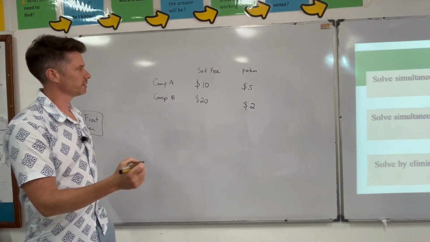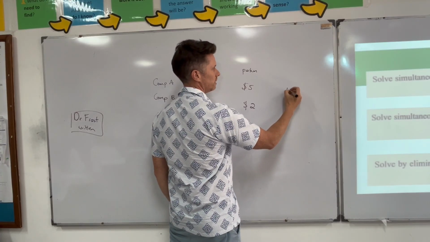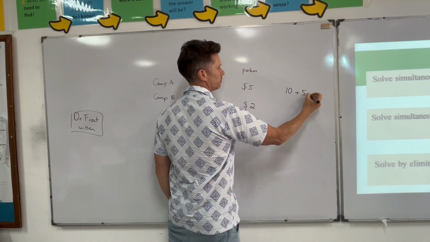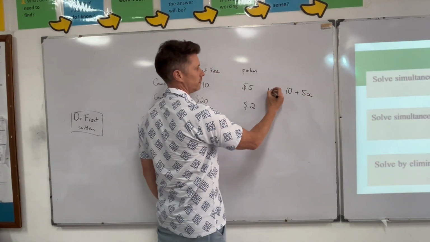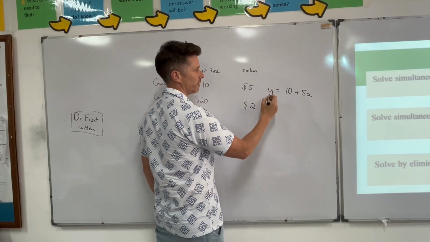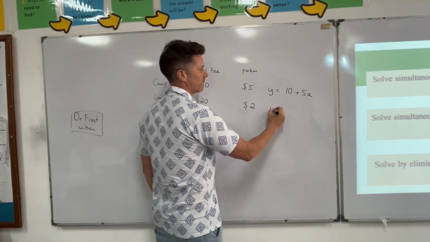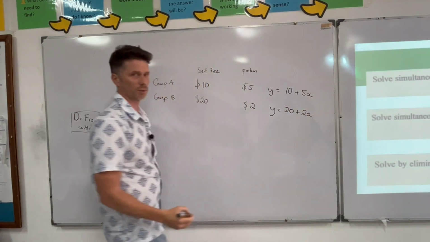Let's say the price for company A is the set fee, 10, plus 5 times the amount of kilometers, let's call it 5x. And that will give us our total price. Let's say y is the total price. Company B then has the same thing: the total price is the set price plus 2 times the total kilometers.